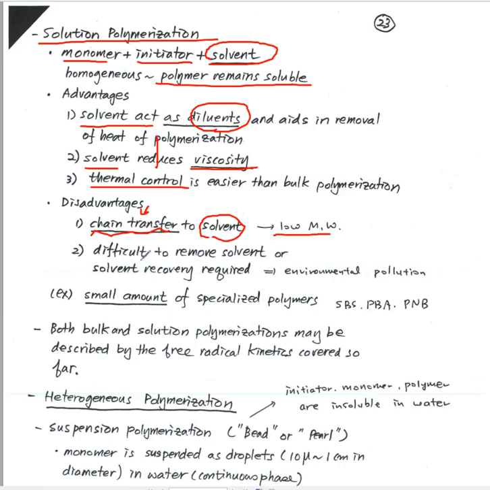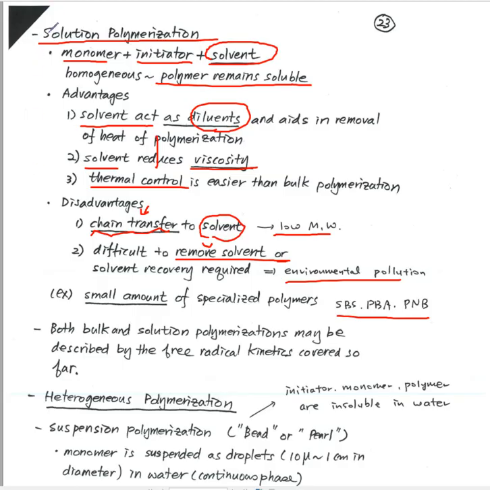Another problem is, after finishing the polymerization reaction, we need to remove solvent, right? We only want the resulting polymers. Then this could be a problem, and also if we use some kind of environmentally toxic solvent, then it could be an environmental problem. Solution polymerizations are used for small amounts of specialized polymers such as SPS, PVA, PMB.